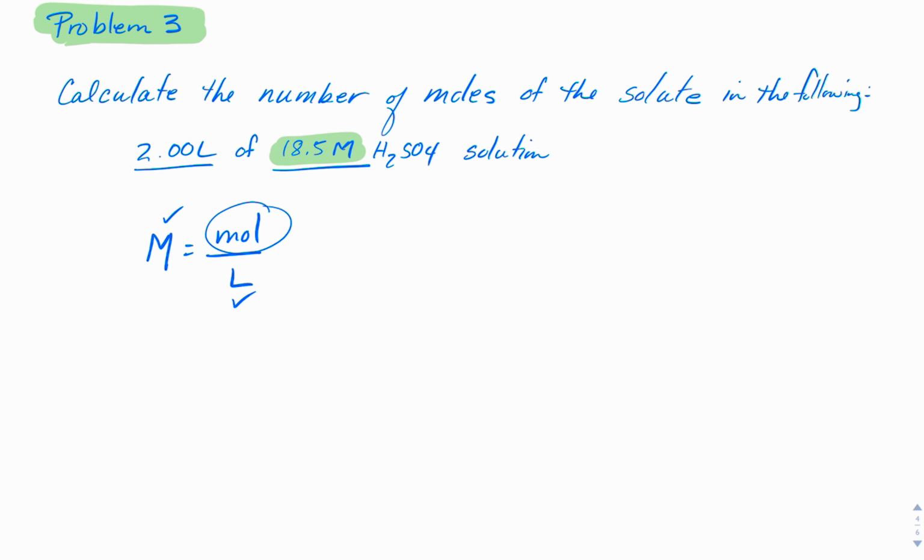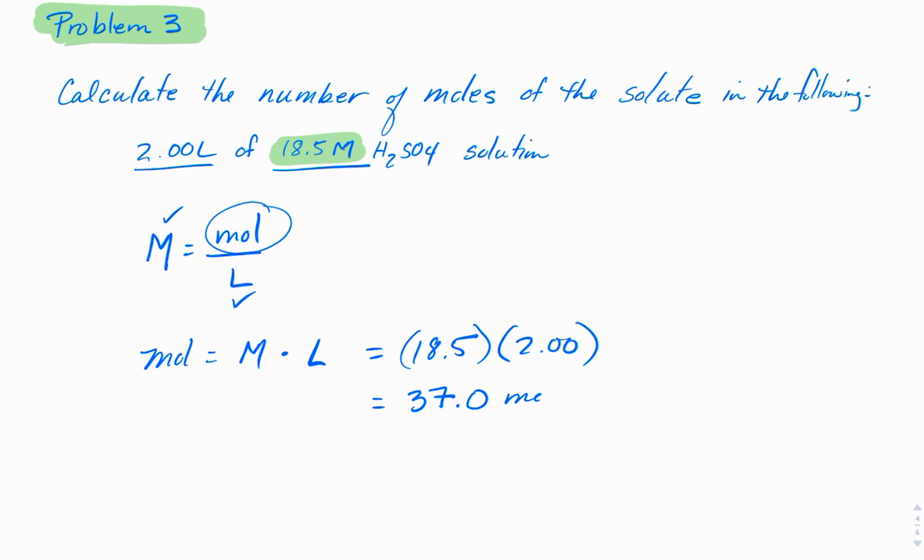Essentially, when you solve for moles, this will end up being molarity times liters. And so we can just plug it in that way. So the molarity is 18.5. The liters are 2.00. And when we solve for that, we end up getting 37.0 moles, and we'll say of our solute of H2SO4 or sulfuric acid. And so that's how you do that.